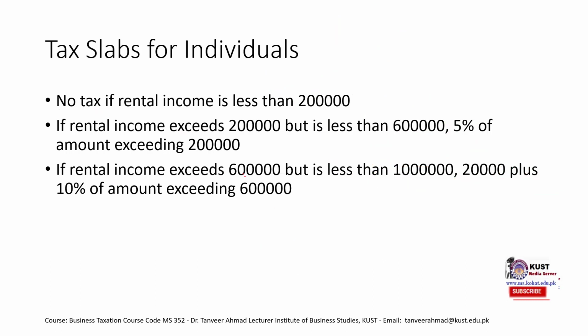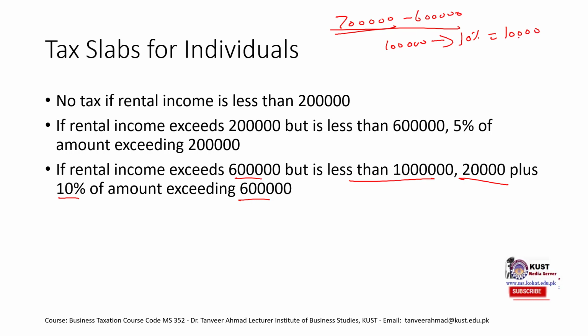If rental income exceeds 6 lakh rupees but is less than 10 lakh rupees, in that case 20,000 rupees would be the fixed amount and 10% of the amount exceeding 6 lakh rupees. So let's just say my rental income is 7 lakh rupees per year. Till 6 lakh rupees I would deduct it, right? I'm left with 1 lakh rupees. So 10% of the amount exceeding 6 lakh rupees. Amount exceeding 6 lakh rupees is 1 lakh. 10% of this amount would be 10,000.